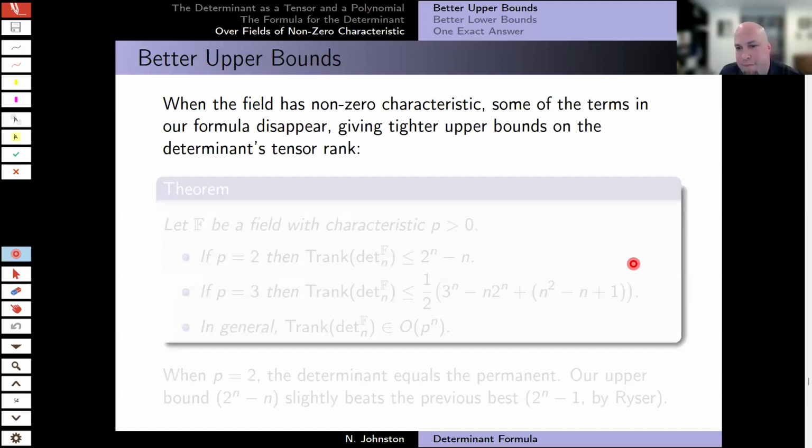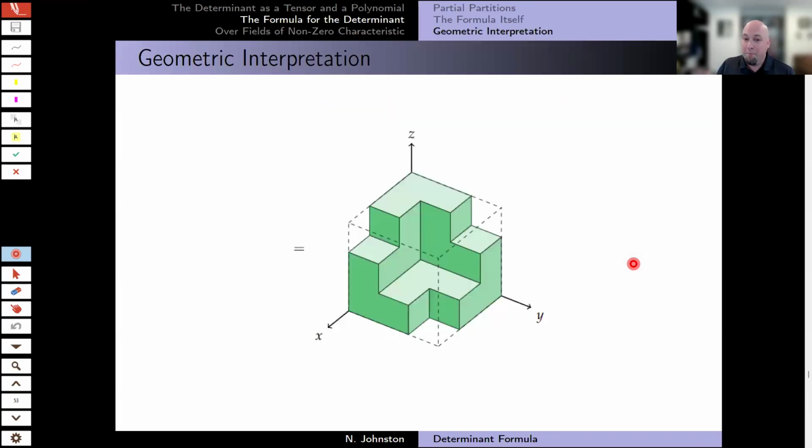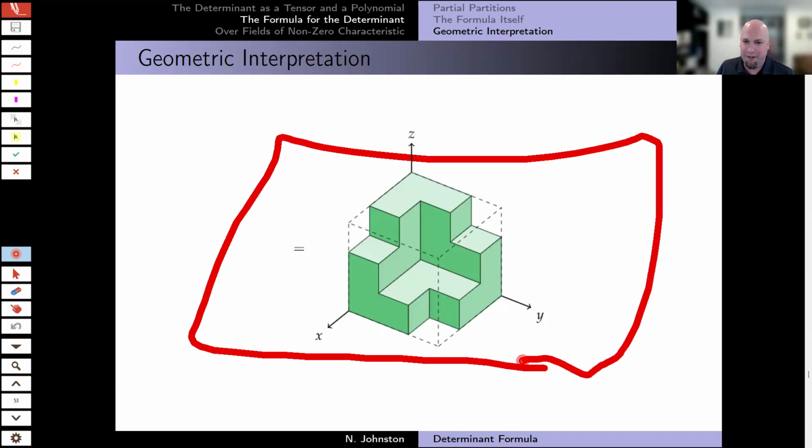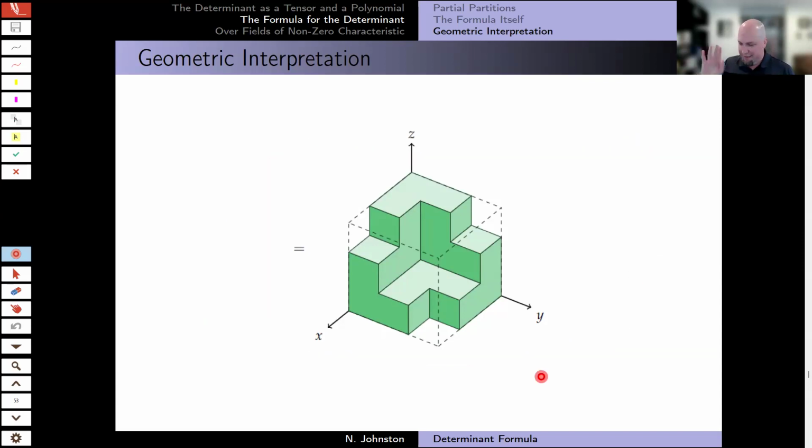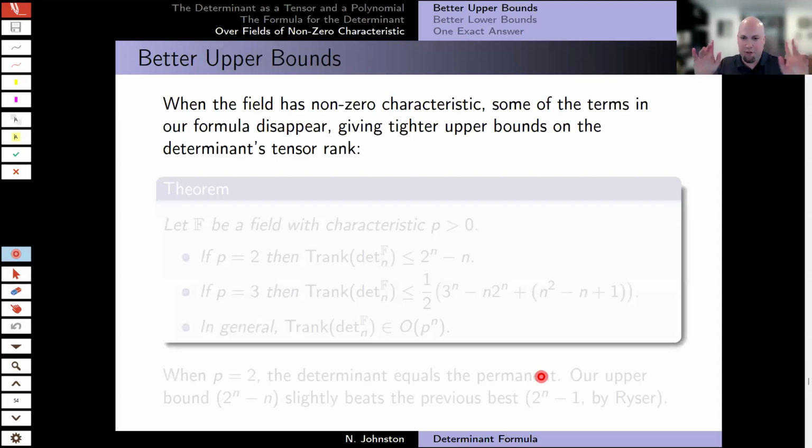All right, so most of the stuff I've said so far works over any field. Of course, maybe I'm picturing it in R^n, but let's forget about that. Pretend pictures work over any field too. But now going forward, the stuff I'm going to talk about is going to be specifically over fields with non-zero characteristic, just because we get some better bounds, some better results in those cases.